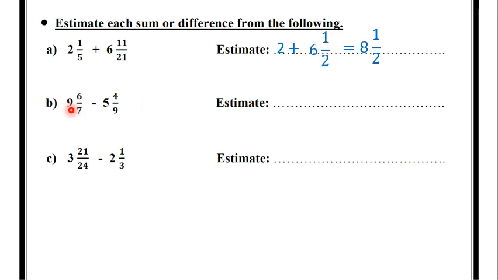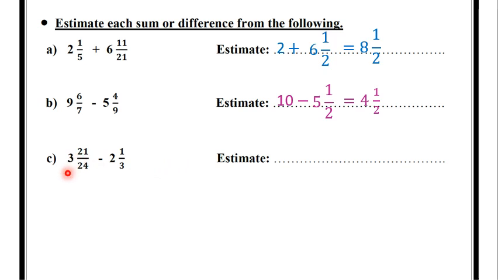The second one, 9 and 6/7 minus 5 and 4/9. Here we have the whole number 9. And 6/7 is close to 1. So 9 plus 1 equals 10. Then make minus. 5 here is the whole, and 4 over 9 is close to half. So 10 minus 5 and a half will be 4 and a half.